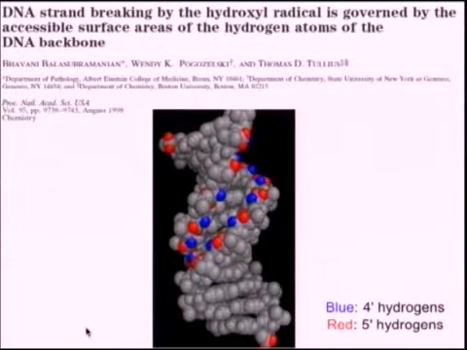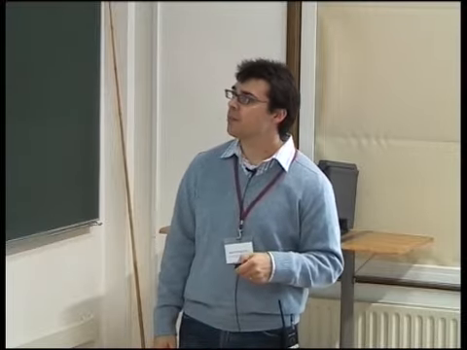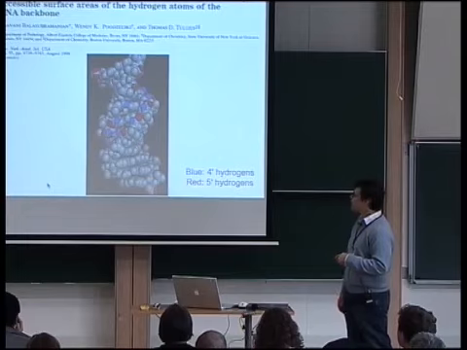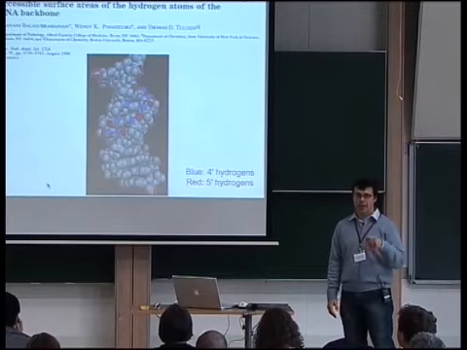So he went on to show that the intensity of this hydroxyl radical cleavage was really governed by the 4' and 5' hydrogens, which are highlighted on this kind of molecular crystallography structure of DNA, and that the more accessible these 4' and 5' hydrogens are, the more intense the breaking of the bonds are going to be there, and that this is not correlated with the actual base composition.